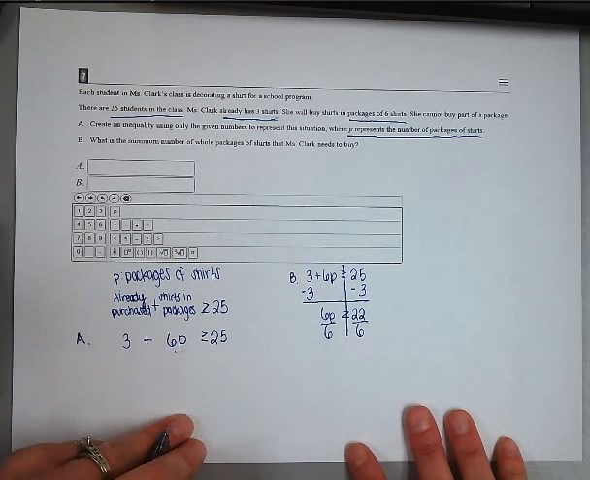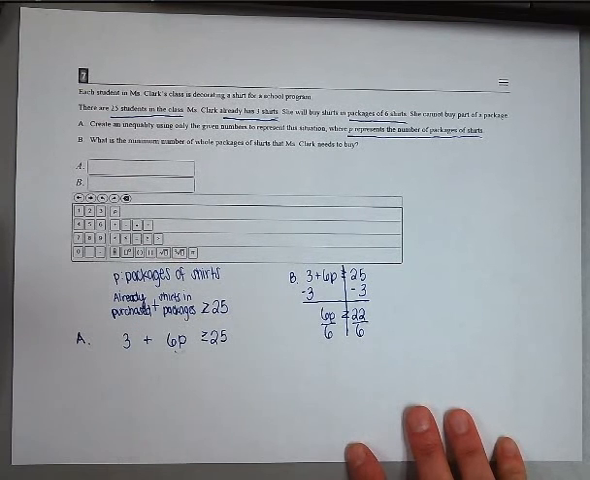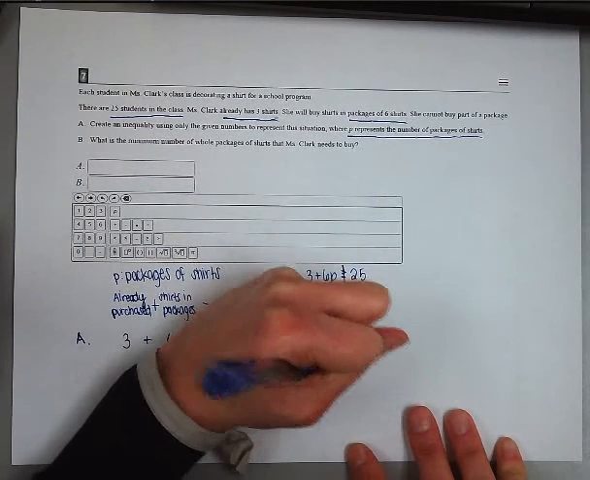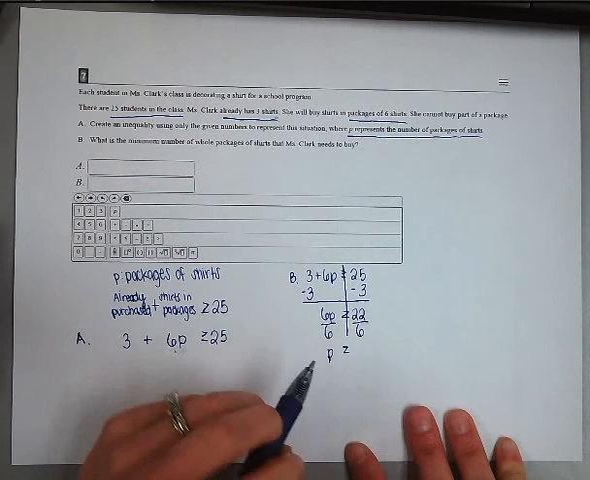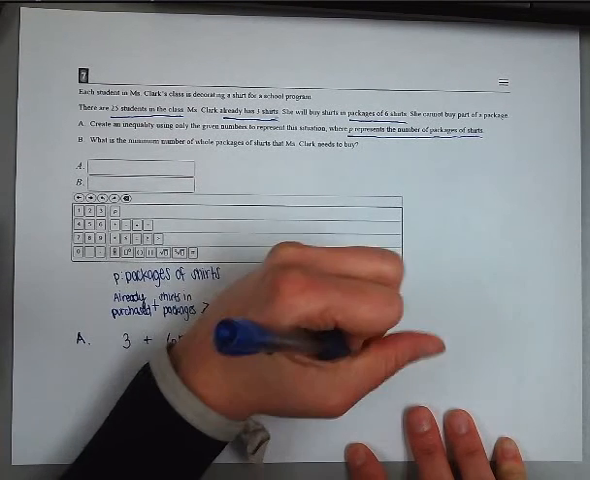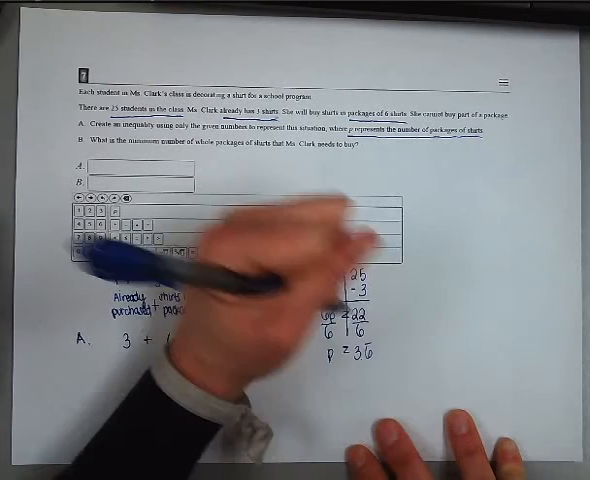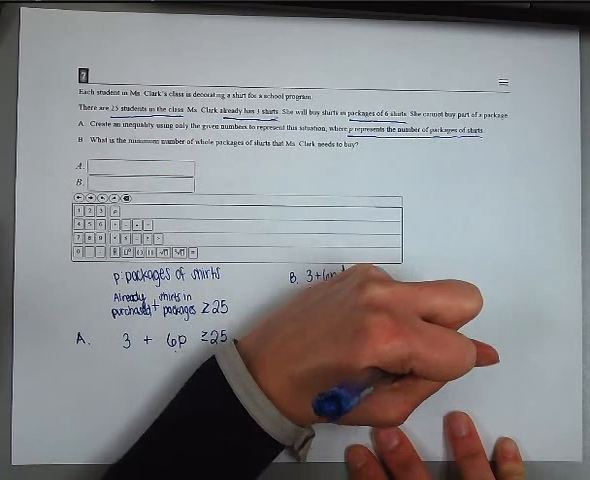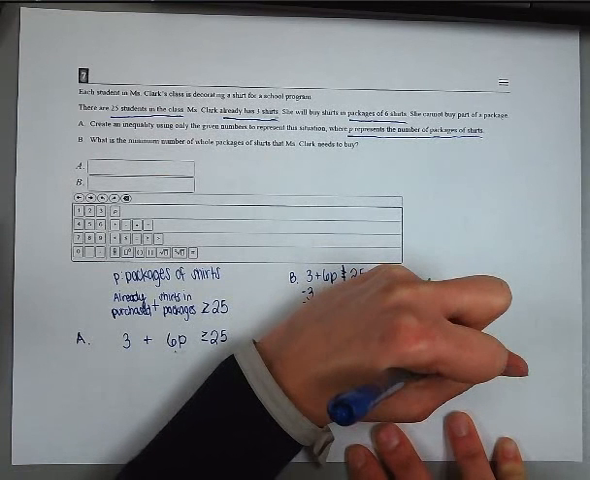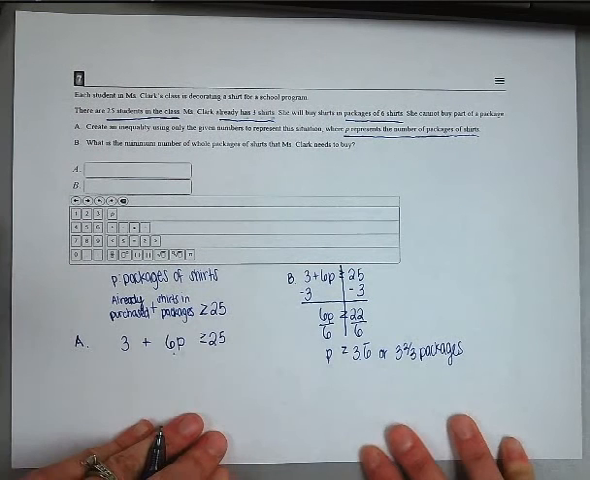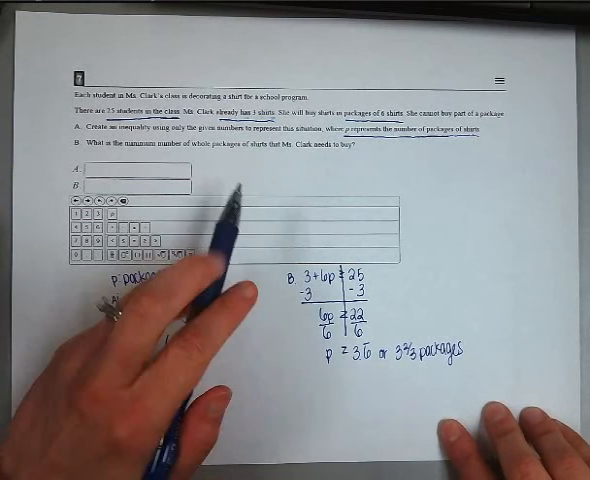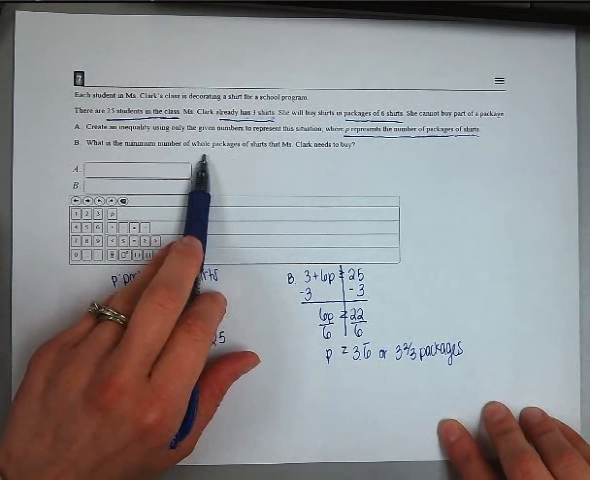Now we could write it as a decimal or as a fraction. So 6P divided by 6 gives us just P. Our sign stays the same because we're not dividing by a negative, we divided by a positive. 22 divided by 6 gives me 3.6 repeating, or 3 2/3 packages. But we all know that when we go to the store, we can't buy 3 2/3 packages. We have to buy full packages, just like we see at the top. We have to buy whole packages of t-shirts.